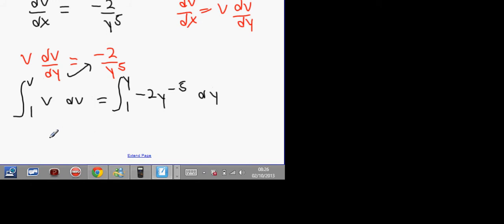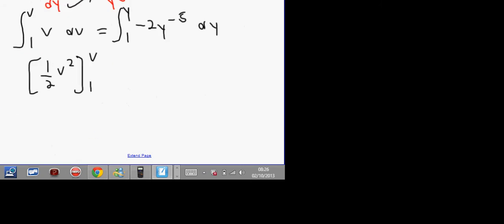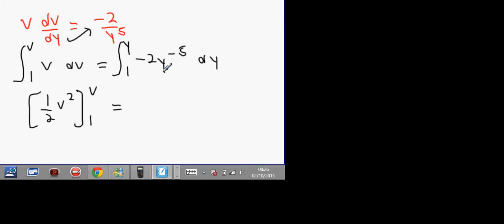Integrate both sides. I'm going to get a half v squared on the left from v to 1. Okay, and then on the right hand side, I'm going to have to integrate this. Now, when I integrate that, the first thing I know is it's going to be y to the power minus 4, because I have to add on 1 to the power. Now I got to think about what happens when I differentiate it. The minus 4 goes to the front.